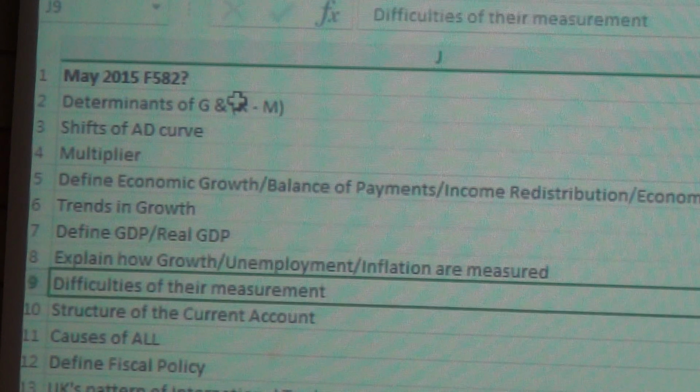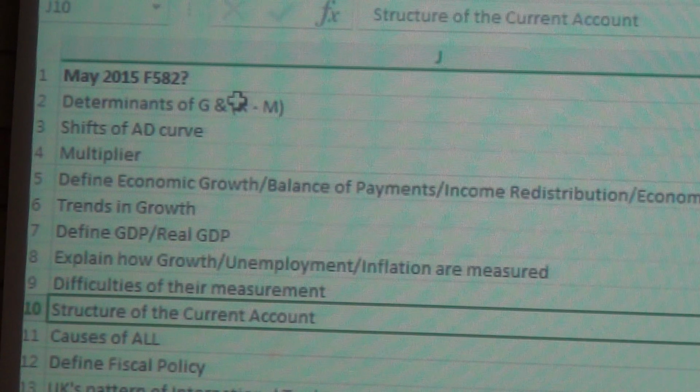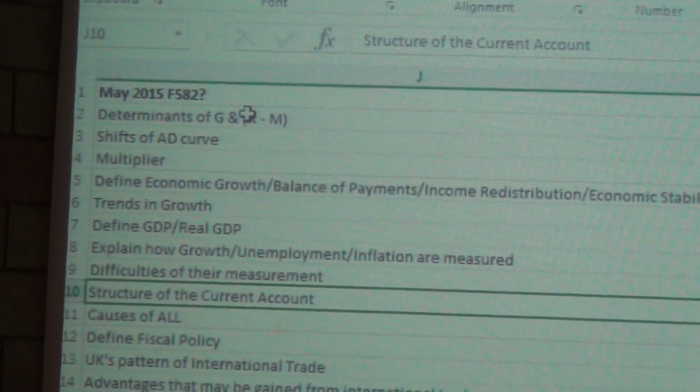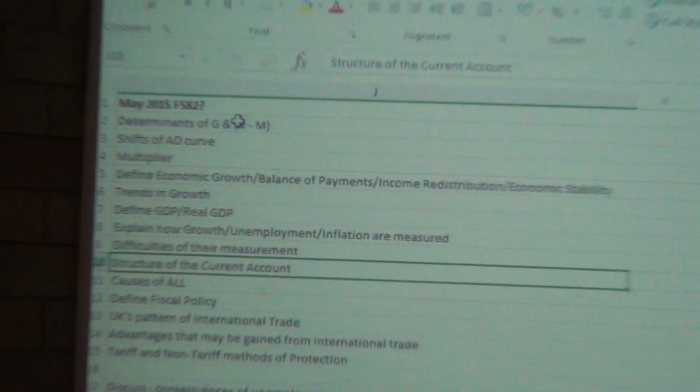And then obviously there are difficulties associated with measuring each of those, and it would be worth having a good working knowledge of those. The structure of the current account has been asked in recent sessions, but it's been quite badly answered, I think, so that might be something to consider again.